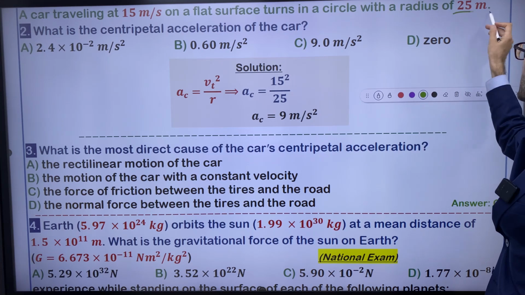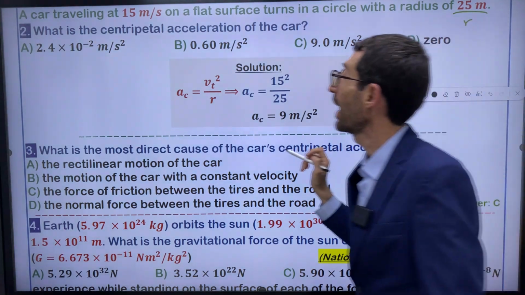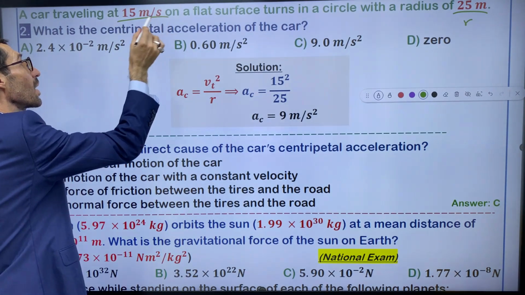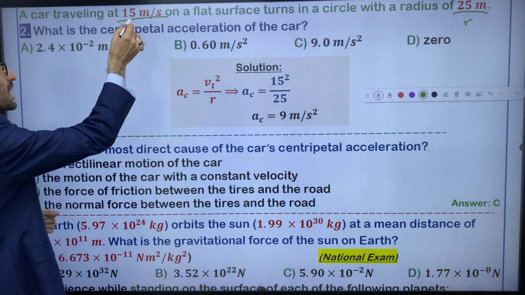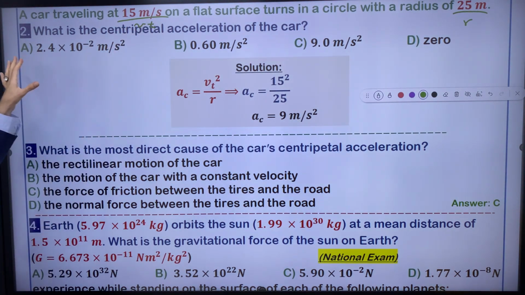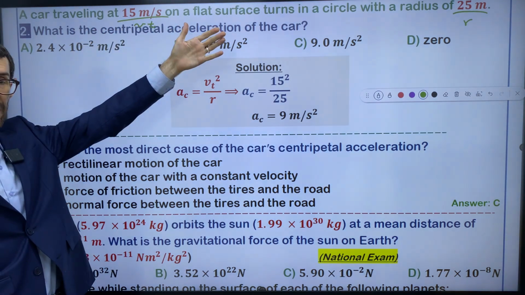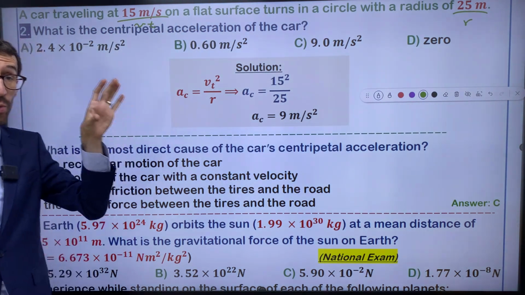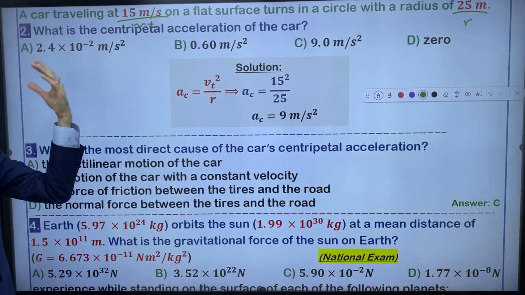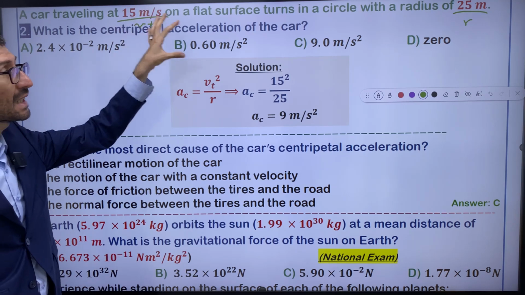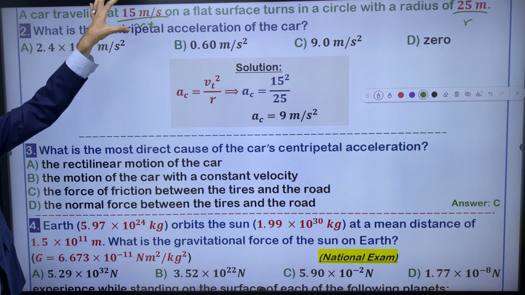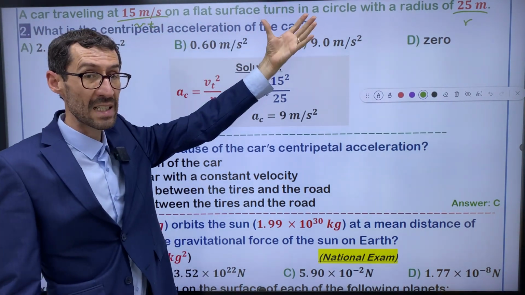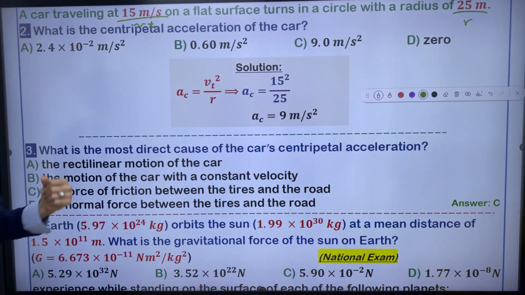So the radius is 25. And the tangential velocity is 15 meters per second. So this is VT, right? The passage talks about a car traveling in a circle with a velocity of 15 meters per second on a circle with a radius of 25 meters, right?